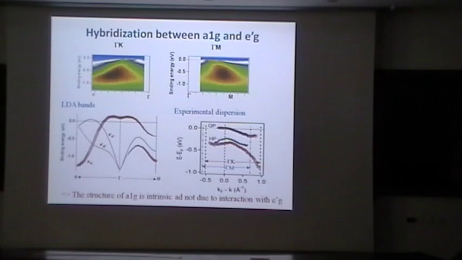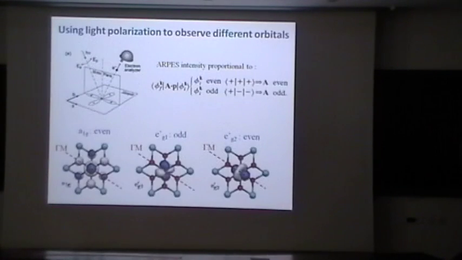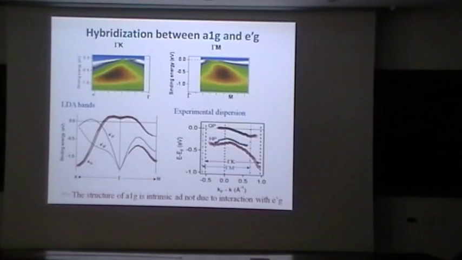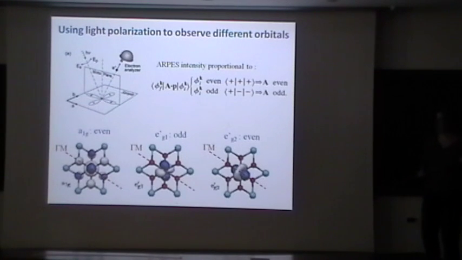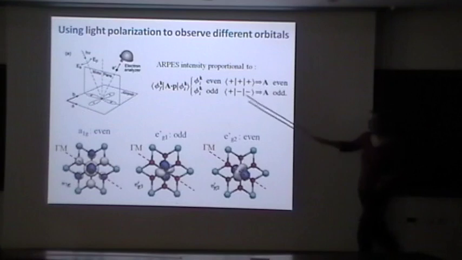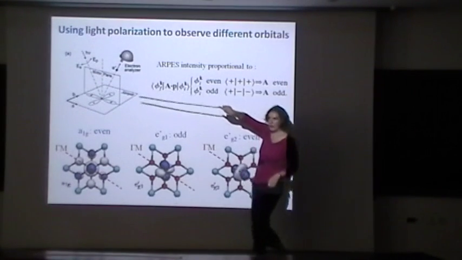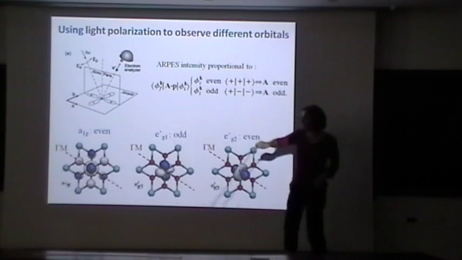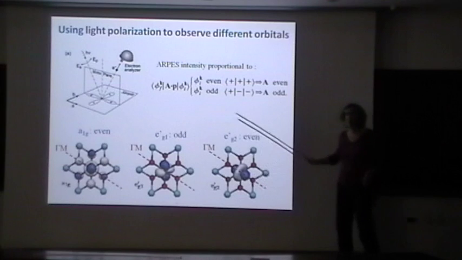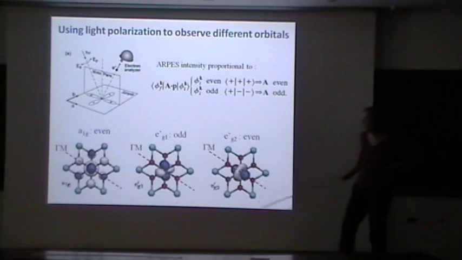Okay, so we decided that this structure is not due to interaction with E', but it's really intrinsic. And we've tried to clarify this a little bit further. We've tried to use the polarization dependence that you expect in the ARPES spectra to separate these different orbitals. So that's something that has been shown by Adam Kaminski in the nickelates. If you put the polarization in plane or out of plane, you can select orbitals of one symmetry, either even compared to this plane or odd compared to this plane, and this is a way to suppress some bands that can clarify a little bit what we can see.